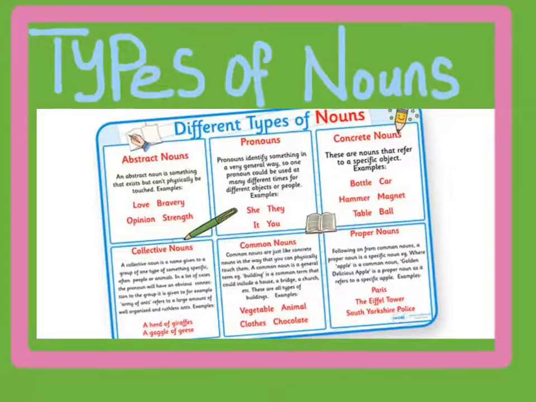If you're looking at this picture ahead of you, you discover that we have the different types of nouns listed there in red. We have abstract nouns, concrete nouns, pronouns, collective nouns, common nouns, proper nouns, and a lot more. And we're going to look at their definitions, what they mean, and how they are used in sentences.